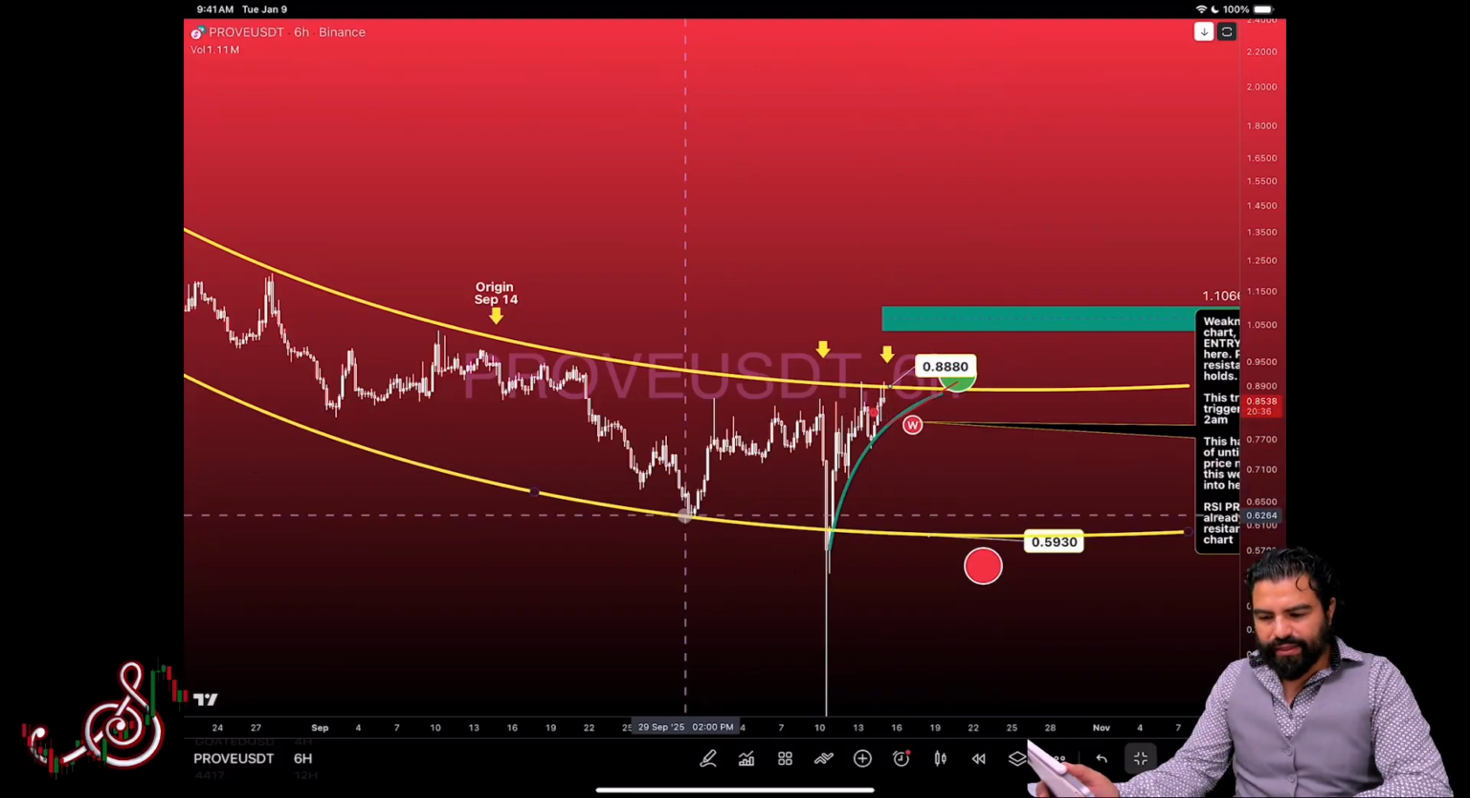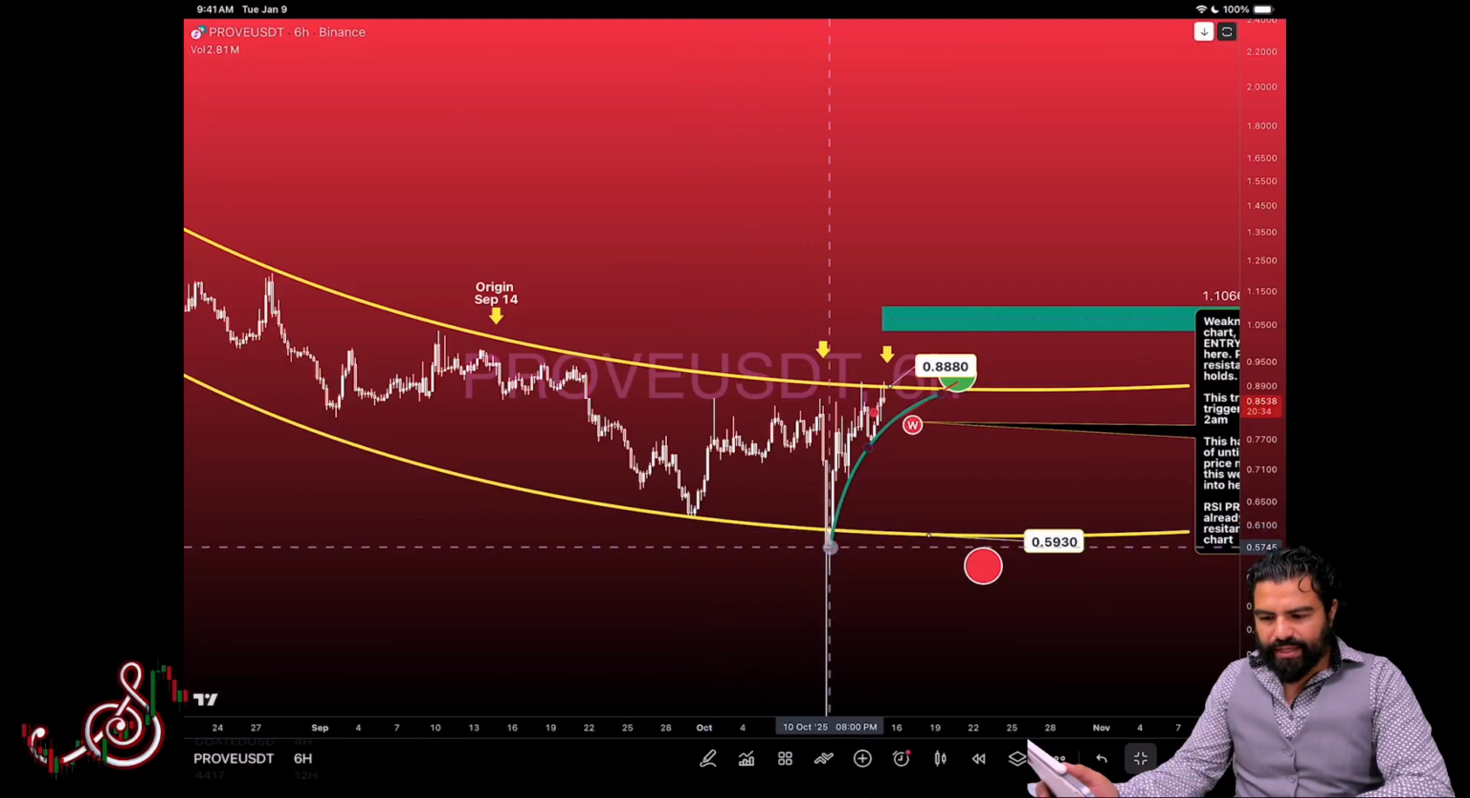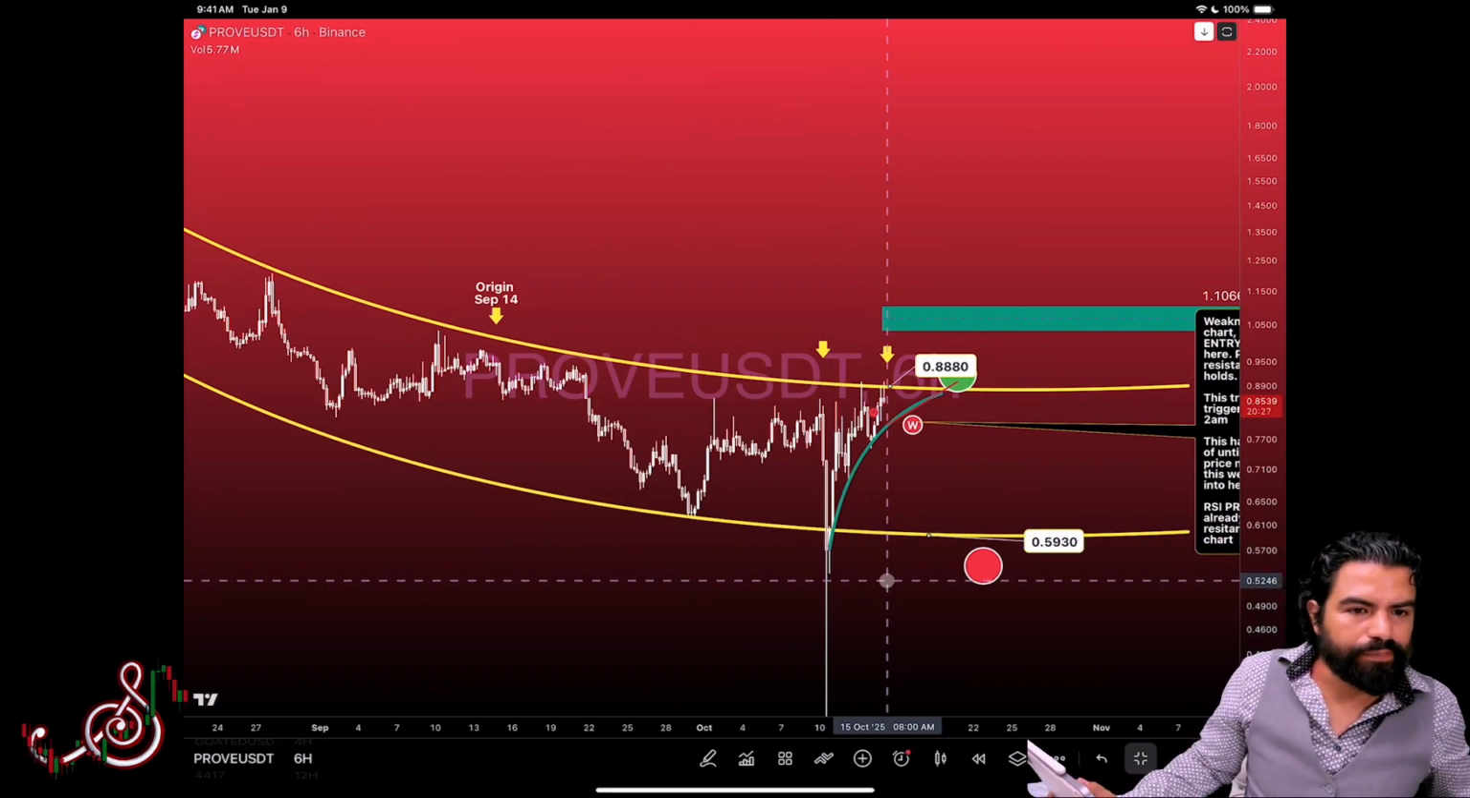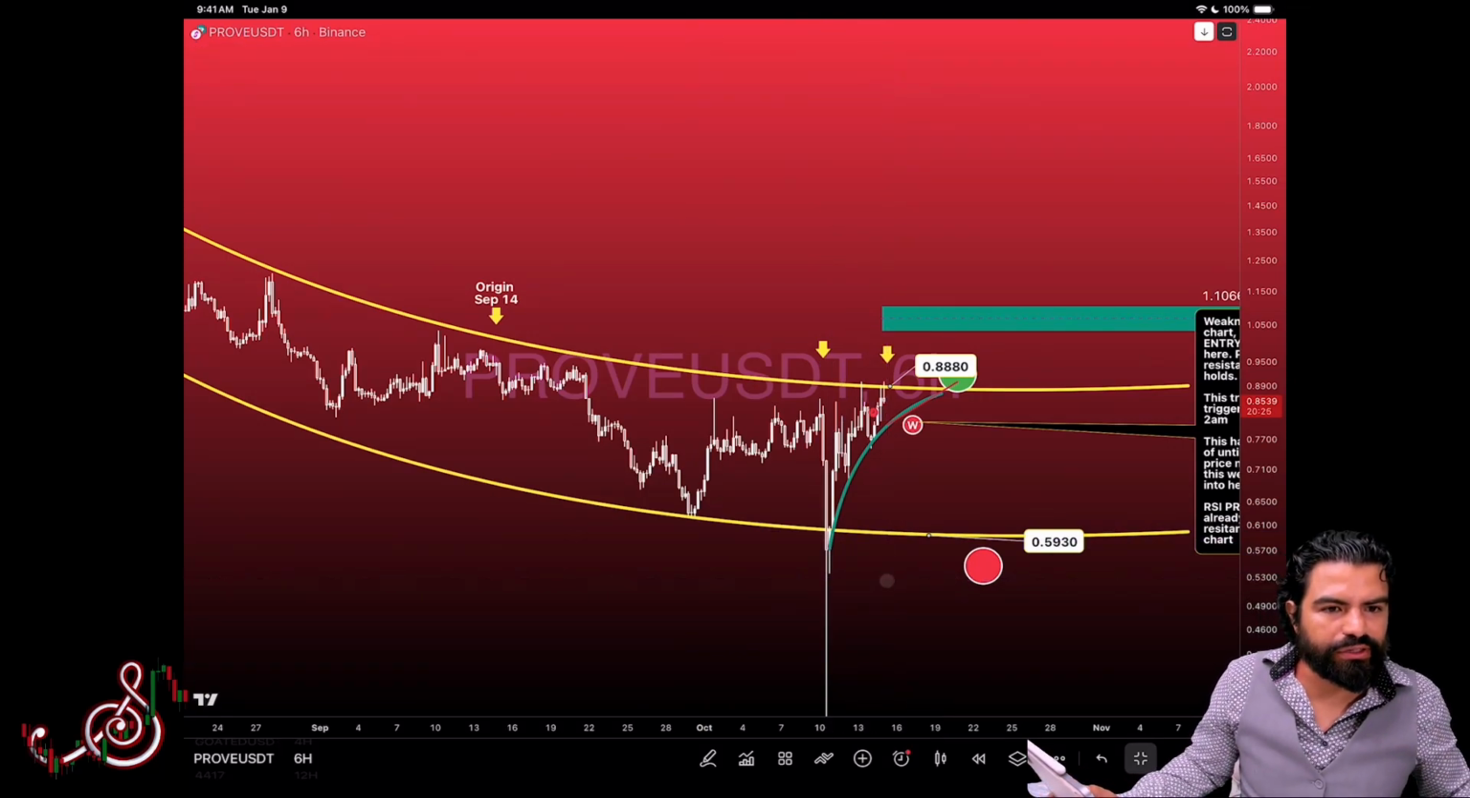Okay, we were trading at this low of 62 cents and 57 cents just a few days ago on September 29th and October 10th. All right. Any other questions on this crypto?